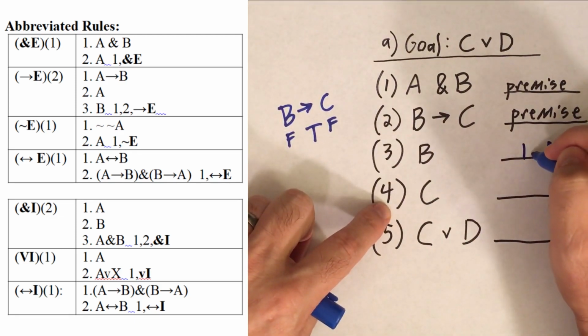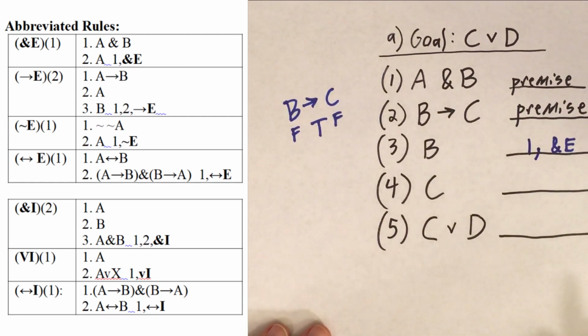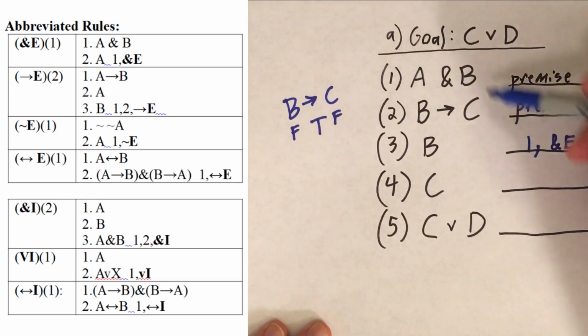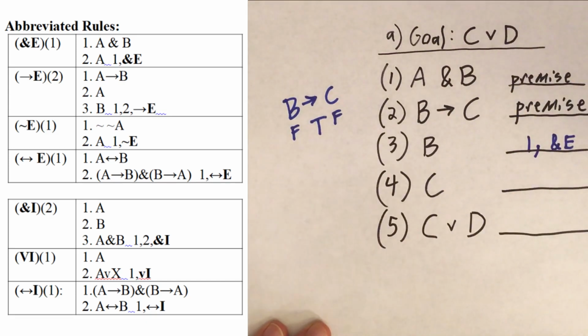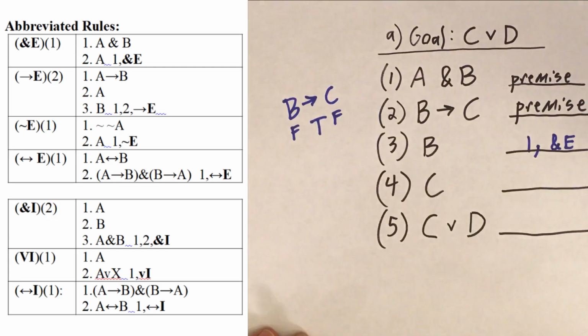Line 3 is justified because line 1 is true, and I use the AND elimination rule. Done. So now I have lines 1 through 3 as logical, justified, and true. And so based on lines 1 through 3, the author says that C is true. Now notice what happens. The only place I see C above is right there in line 2.